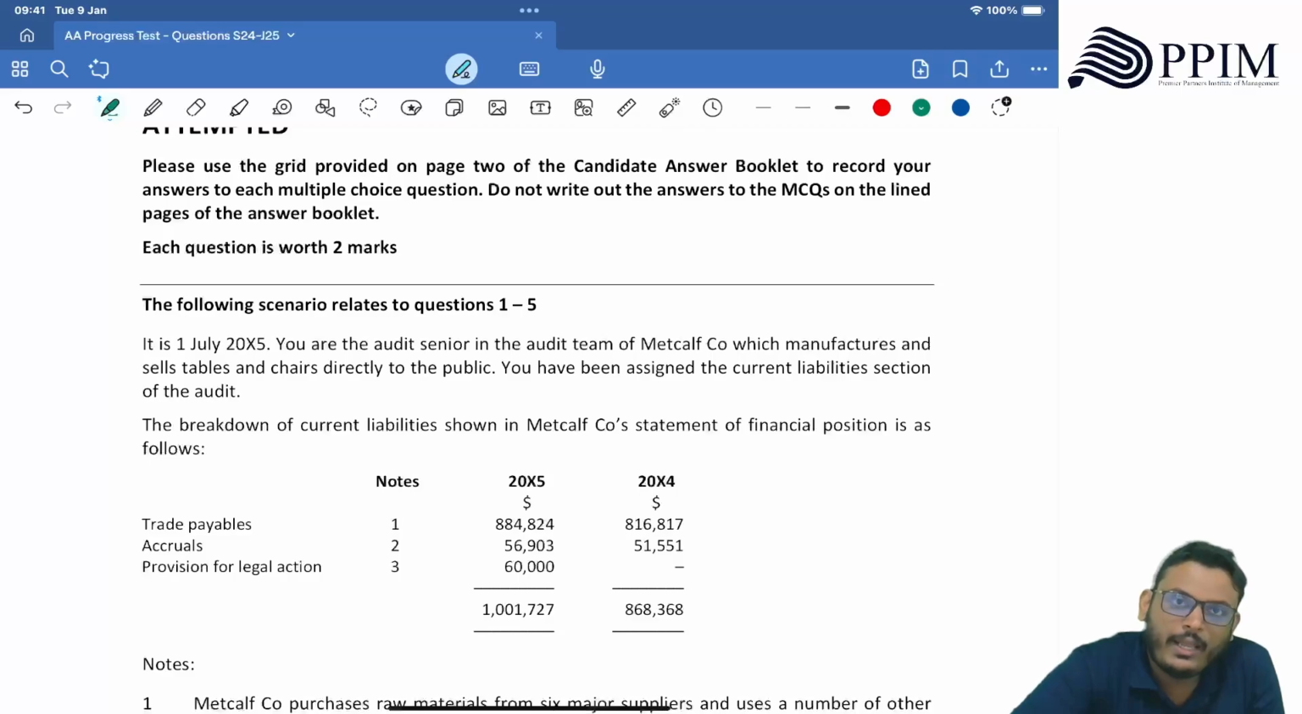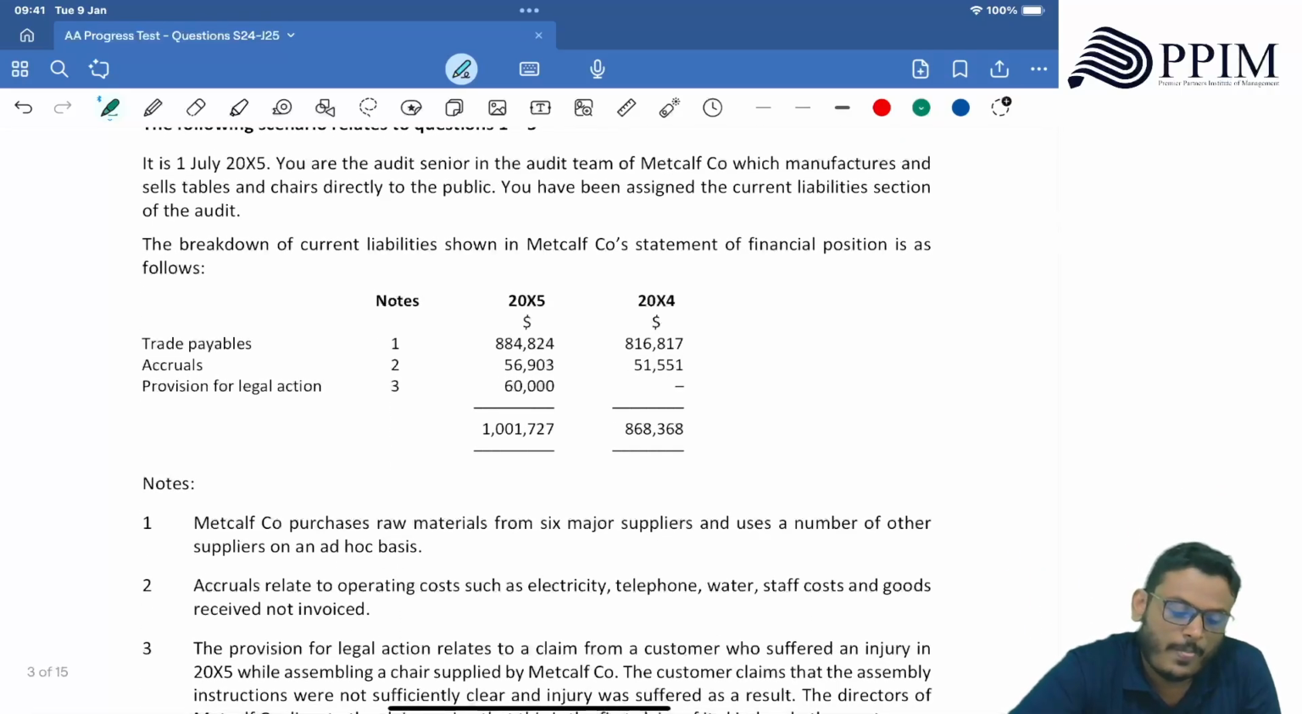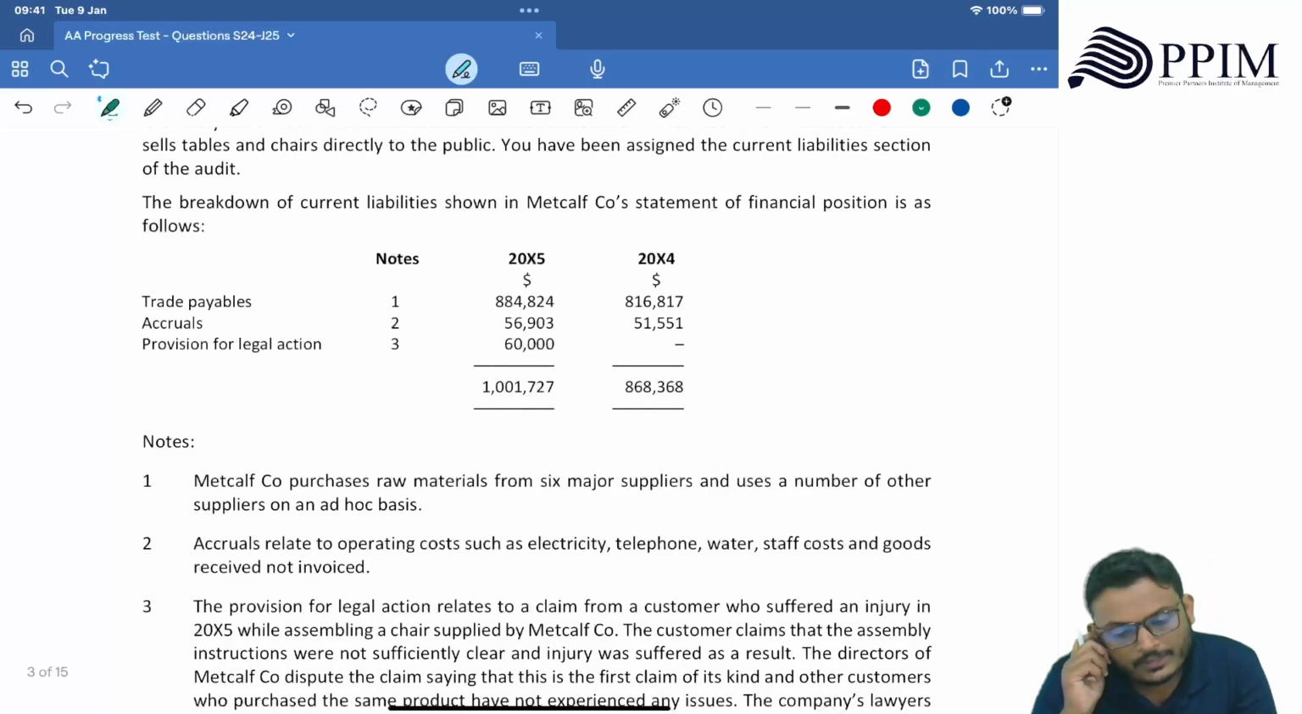It is 1st July 2005. You are the audit senior in the audit team of M and Company, which manufactures and sells tables and chairs directly to the public. You have been assigned the current liability section of the audit. The breakdown of current liability is shown in M Company's statement of financial position as follows. Payable, notes number 1, last year balance is 816,870. But this year it become 884,824.